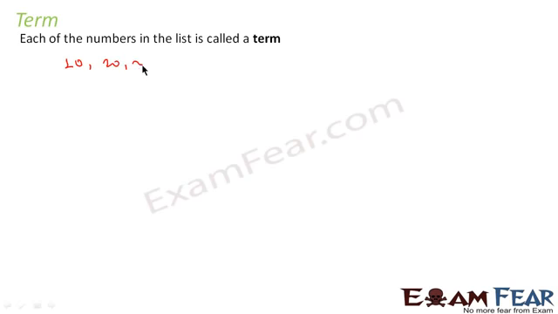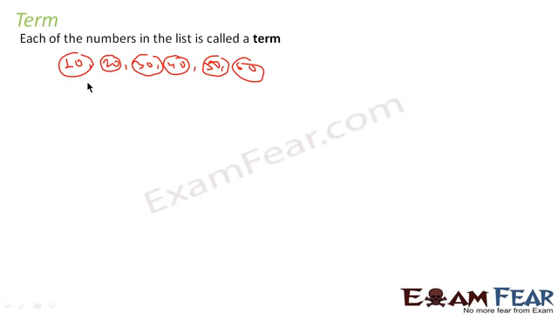Now let's take some formal definitions. Each of the numbers in the list is called a term. For example, when I'm talking about a series where you have numbers 10, 20, 30, 40, 50, the money in the piggy bank, each of these numbers is called a term. This is a term, this is a term, this is a term, this is a term, this is a term.